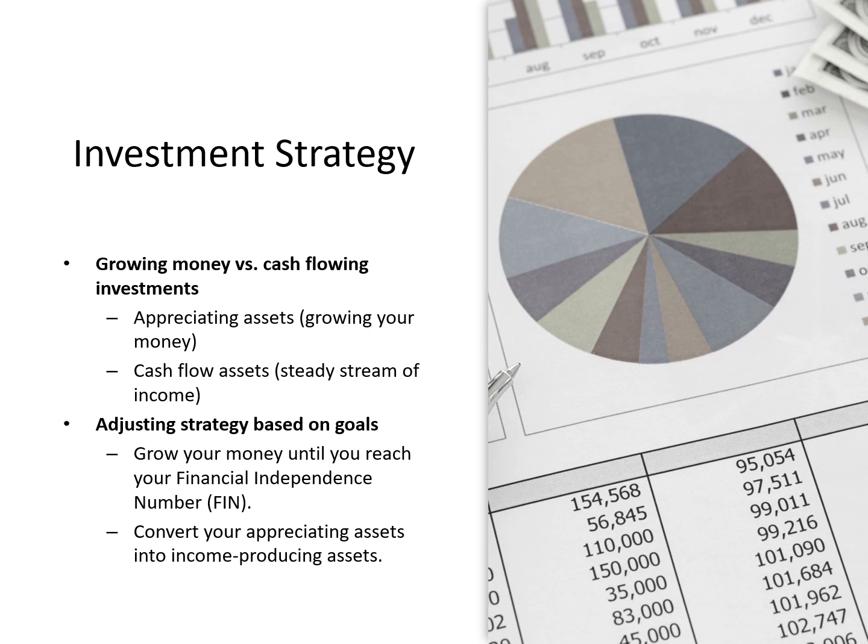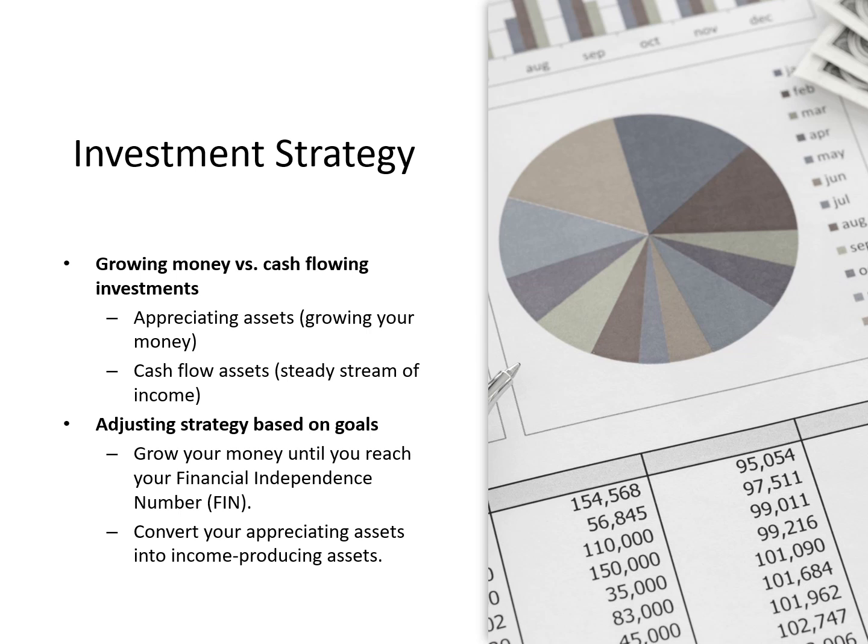So let's talk about investment strategies. I categorize investments into two categories. There are appreciating assets, which grow your money, and there are cash flow assets that generate a steady stream of income. So I tell people to look at money like children. And when your children are young, you want them to grow.